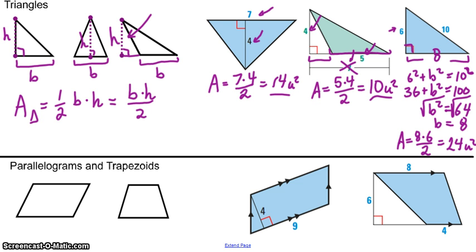Now, if you ever forget how to find the area of a triangle, you can always think this. A triangle is 1/2 of a rectangle or 1/2 of a parallelogram. And we know the area of any parallelogram or rectangle is length times width, which is really base times height. And so a triangle will be half of that, so 1/2 the base times the height.